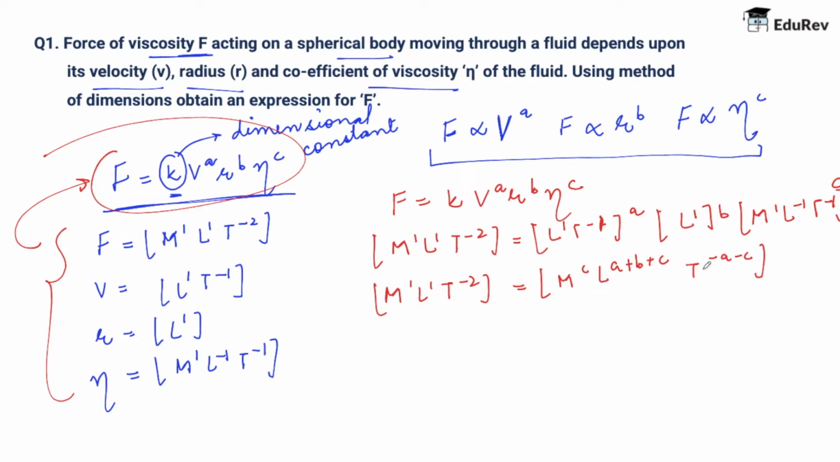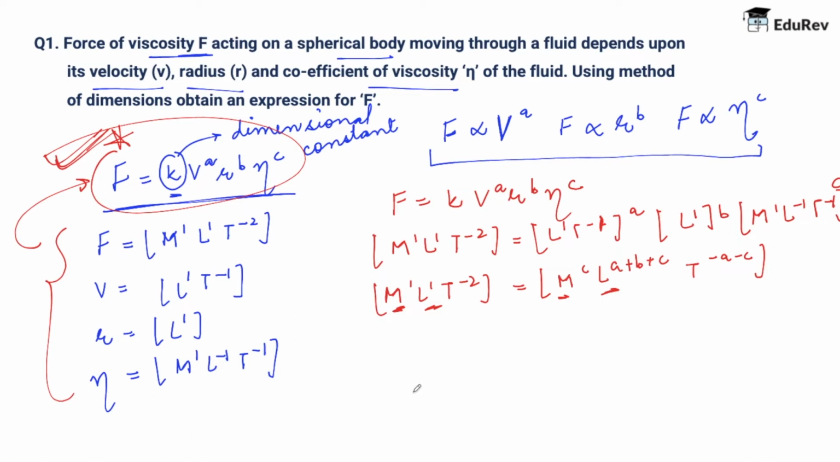Now the next step is that I need to compare. Now you can see that M is here also and here also, whereas L is here also and here also, and T is also on both the sides. But the power of all these three are different on both the sides, and this is just not possible, right? So we need to equate the powers, and when I equate the powers, I will get three equations. Now I have three unknowns, that is a, b, c, and three equations. We can simply solve these three equations and find these three. And then we can substitute these three into the main formula which we wrote in the beginning, and we'll finally get the expression for F.